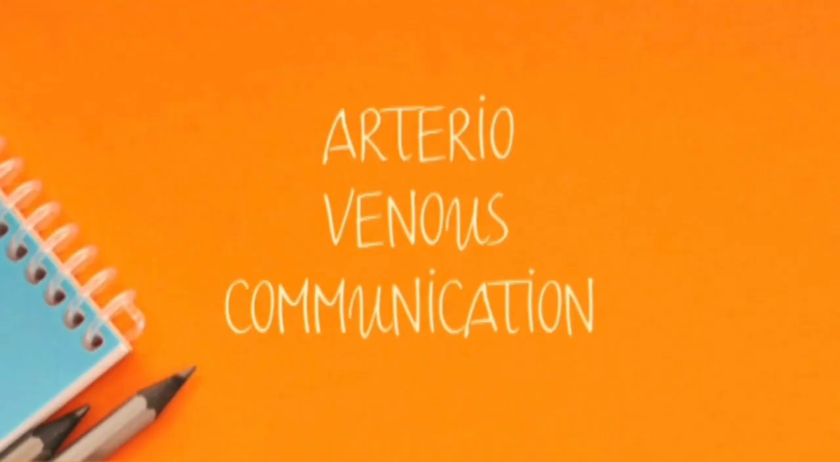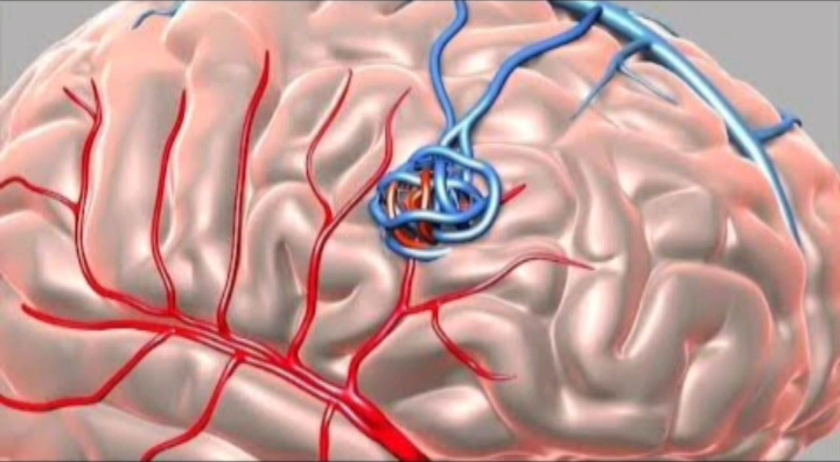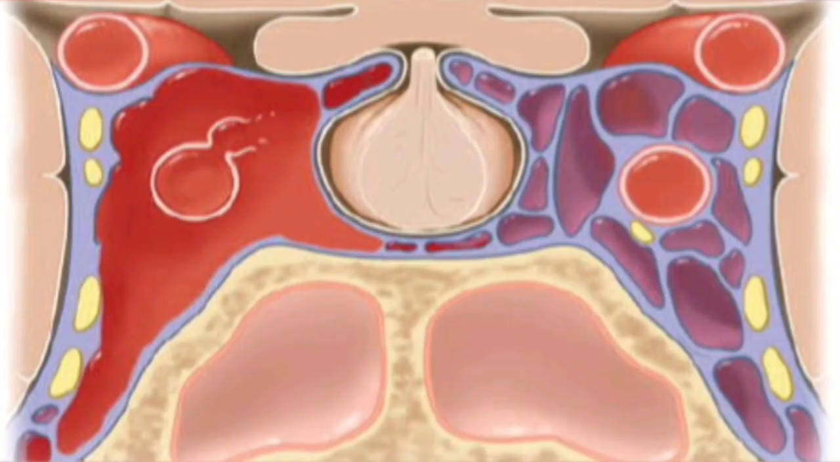The next clinical condition is the arteriovenous communication. If the internal carotid artery is ruptured in the fracture base of the skull, an arteriovenous communication or fistula is established between the artery and the cavernous sinus. Consequently, arterial blood rushes into the cavernous sinus, enlarging it and forcing blood into the connecting veins.